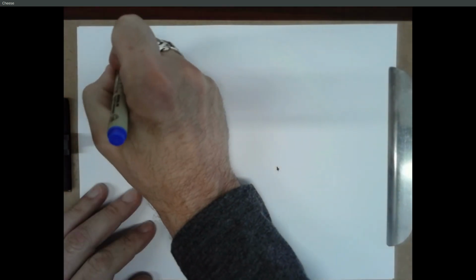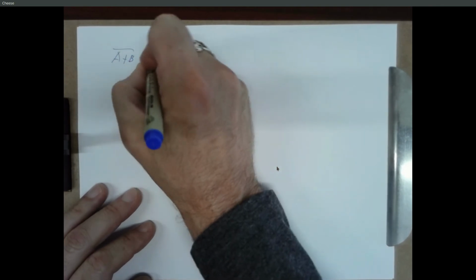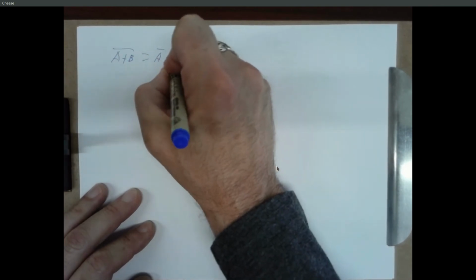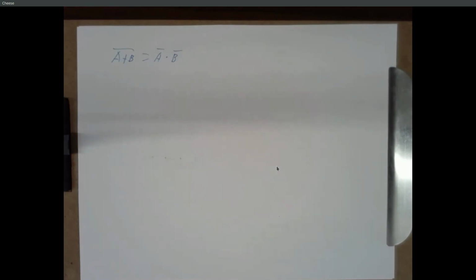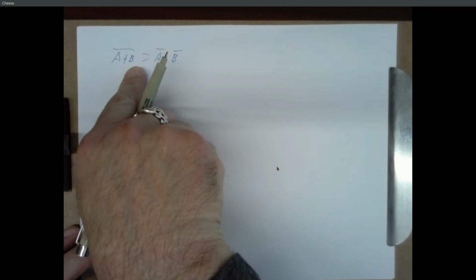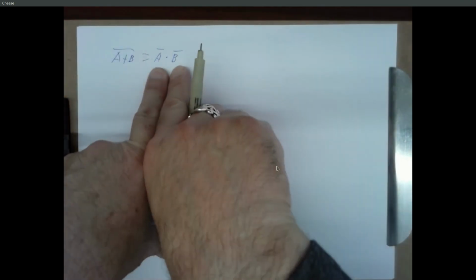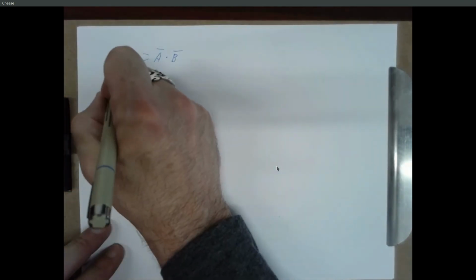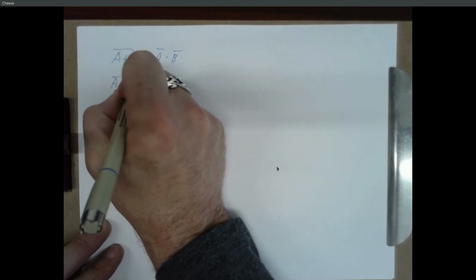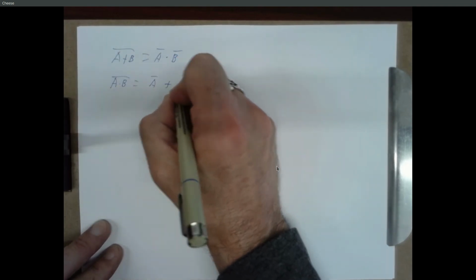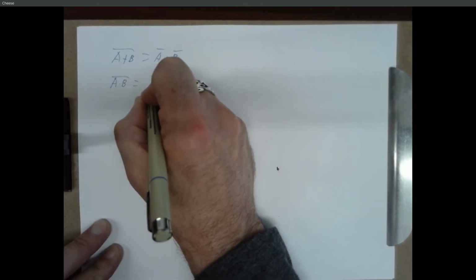Alright, let's talk about De Morgan's theorem. We know De Morgan's theorem says something like this: we can switch between ORs and ANDs by changing how we do the negation. If we take A or B and we complement that, that's the same thing as ANDing their complements. And if we take A and B and complement that, that's the same thing as ORing their complements.